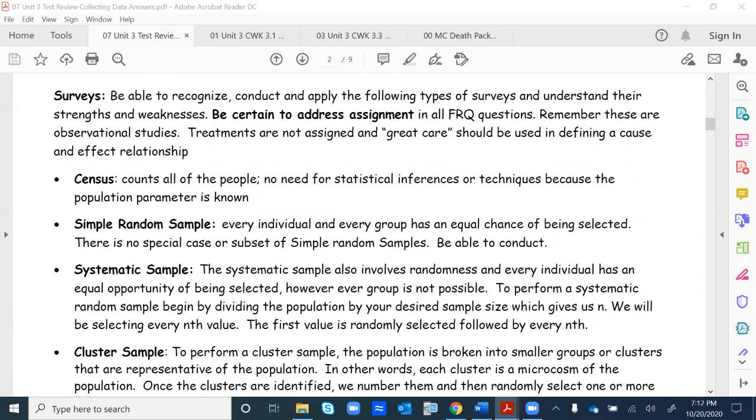So in a census, basically we're counting everyone in the population. If we do that, there's no need for statistical inference or techniques because the population parameter is known. So if we conduct a census, the entire population parameter is known. Most of the time, a census is not something we can do because it's too large or there's other difficulty in getting the data. But there are times that we can. If you want to know how many math teachers at Reagan, I don't need to take a sample of teachers to find out. I can go count them.